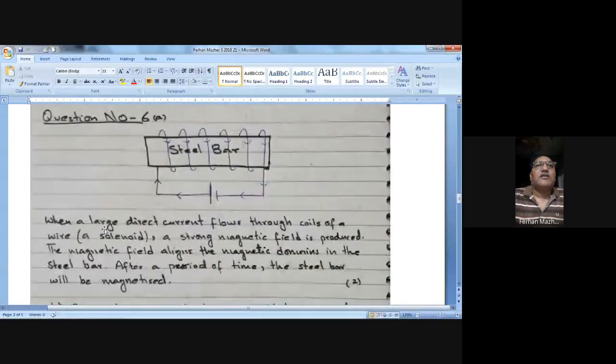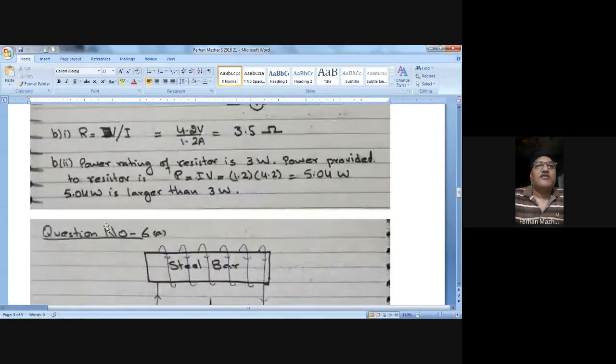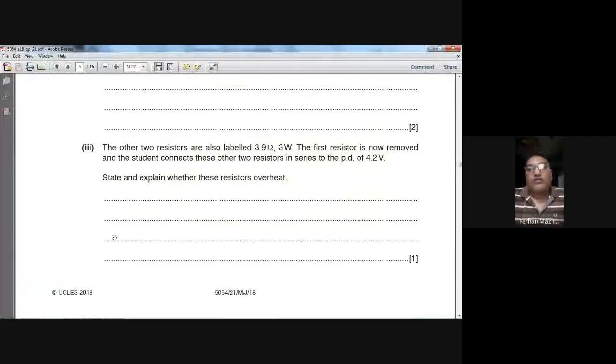Okay, no, I have not written its answer. I'm sorry, but I can tell you now. When you have connected two 3.9 ohm resistors in series with each other, their total resistance will be 3.9 plus 3.9 equals 7.8 ohm.